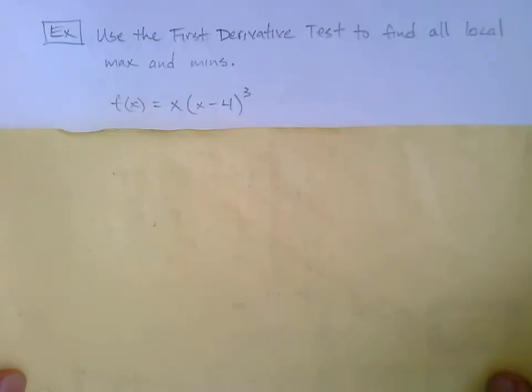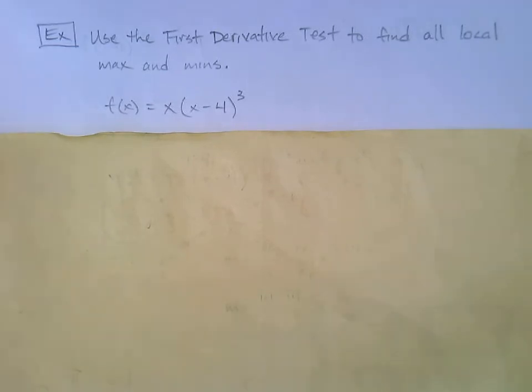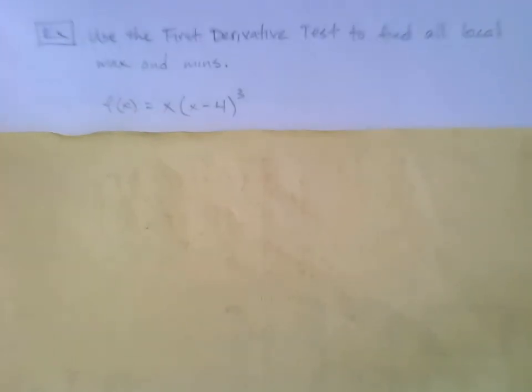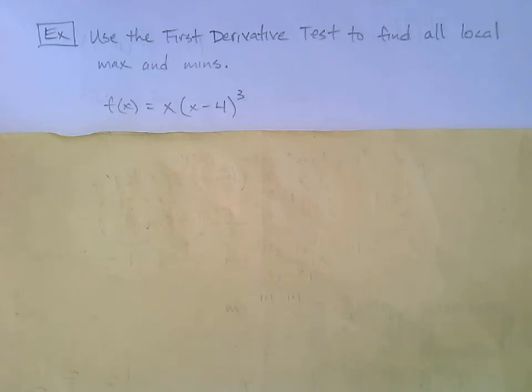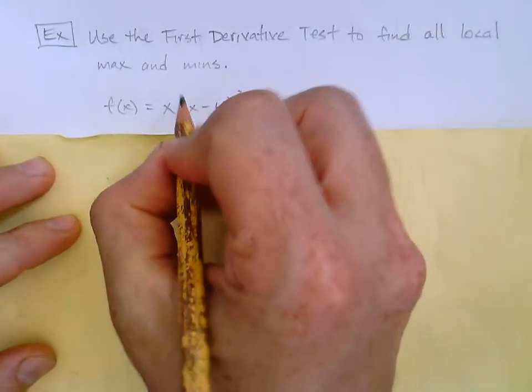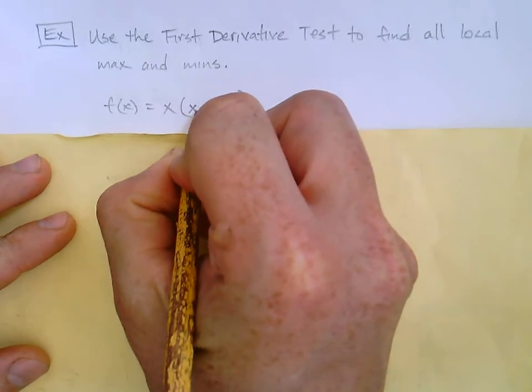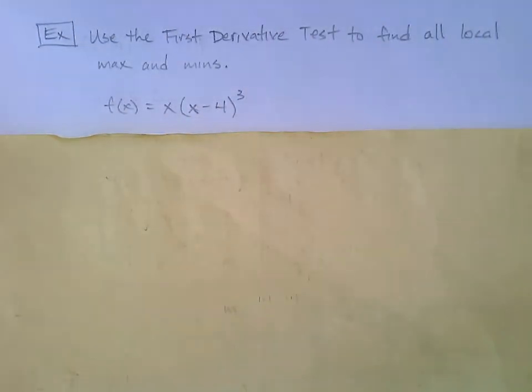Here it is. Use the first derivative test to find all local maxes and mins. f of x equals x times the quantity x minus 4 to the third. Okay.